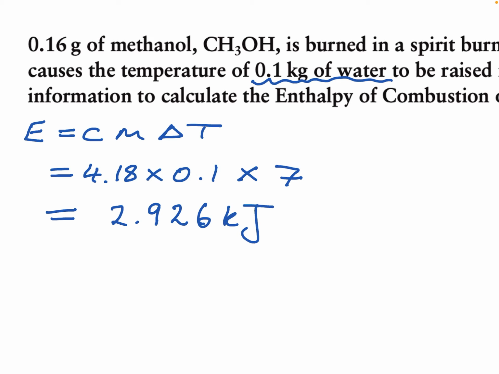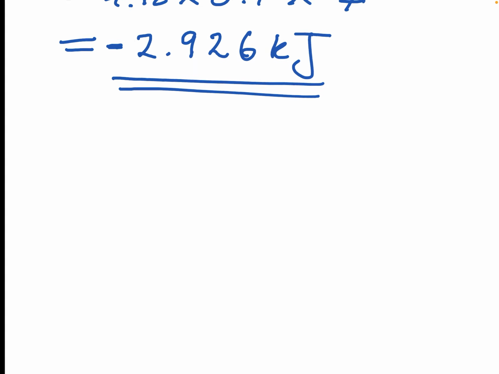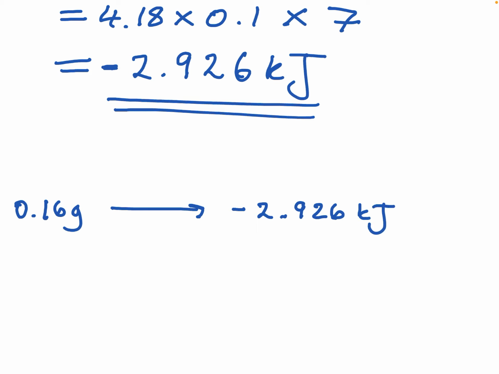Obviously, because the energy has been released from the reaction, it is losing heat. So it's going to be a negative there because it's exothermic. And that is the answer to the first part. We need to turn this into an enthalpy, and to be able to do this, we're obviously going to have to use the proportion like we were doing in the previous lesson. So let's do that here. We know that from the question, 0.16 grams of methanol is going to give us minus 2.926 kilojoules. What we're going to have to do is work out 1 mole.